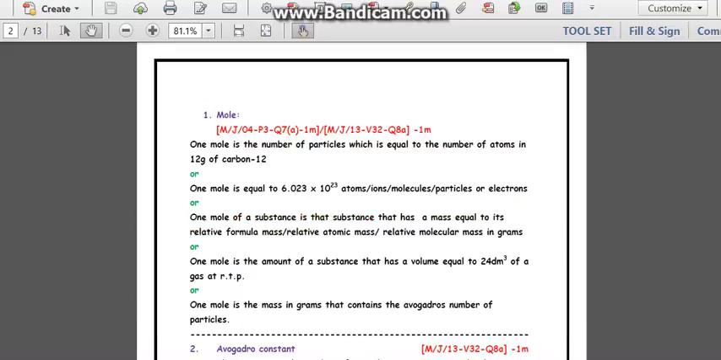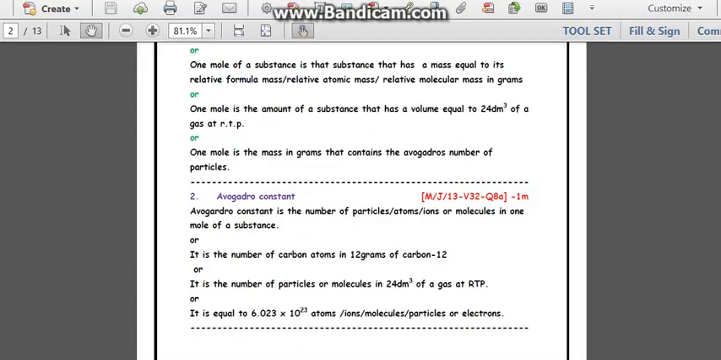The first subtopic is mole, and as you can see, there are 5 different definitions of a mole. You can choose the one you like the most. The second subtopic is Avogadro constant, and here again you can see there are 4 different types of definitions that have been given to you. You can choose the one you like the most.